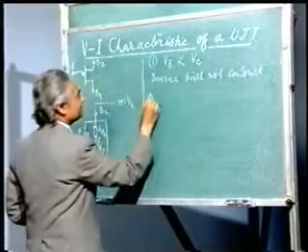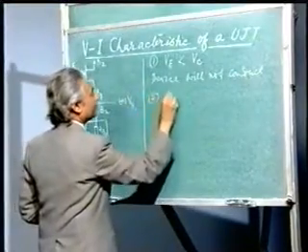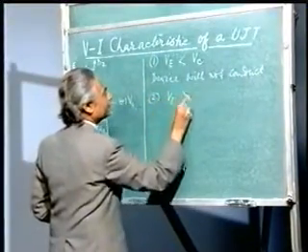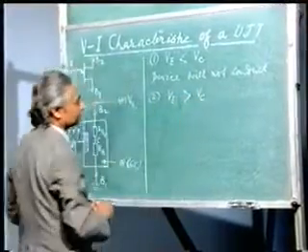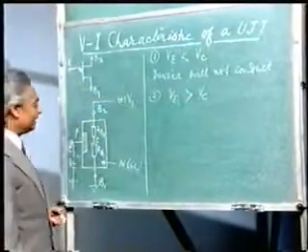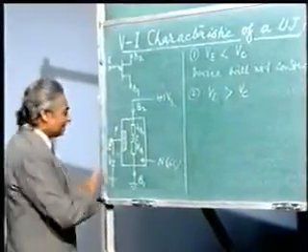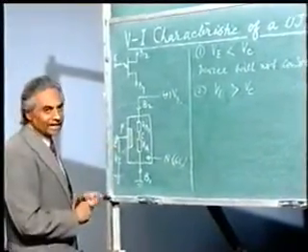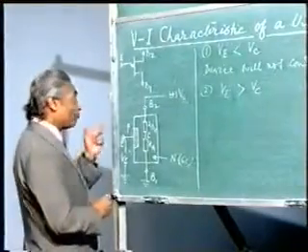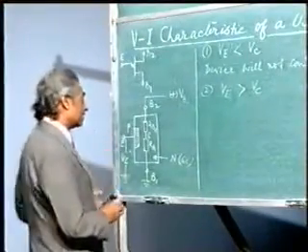Now let us see the second condition when VE is greater than VC. In this condition, it is clearly indicated from here that when VE is more than VC, this diode becomes forward biased and it will start conducting. Now when it is forward biased and starts conducting, what will happen?